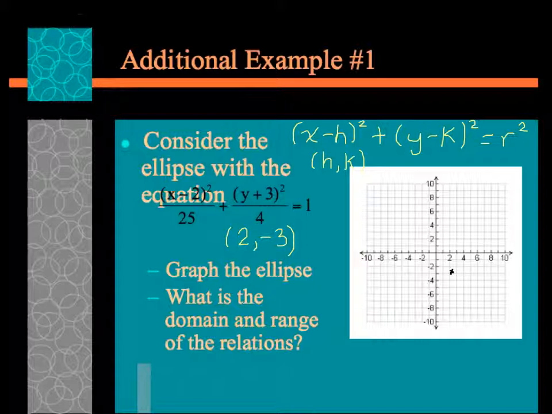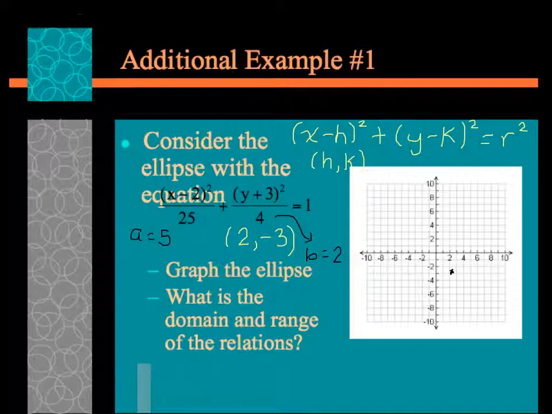Now I know that a squared is equal to 25, and therefore a must be 5. And I know that b squared is equal to 4, and therefore b must be the square root of that, or 2. So once you determine the center of your ellipse, all you have to do is go out right and left 5 places from that center, and up and down 2 places from that center.